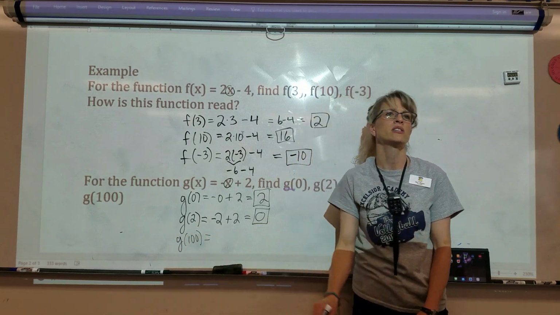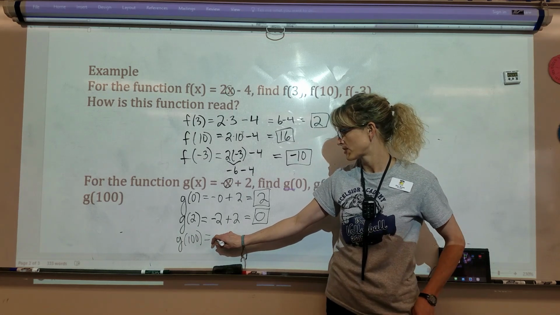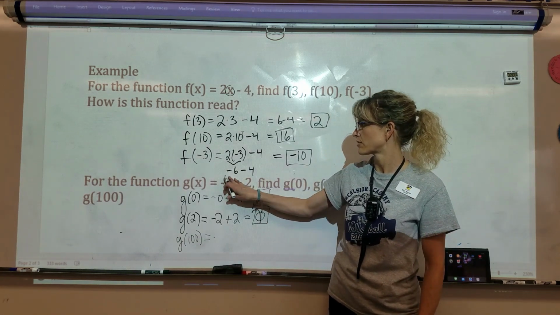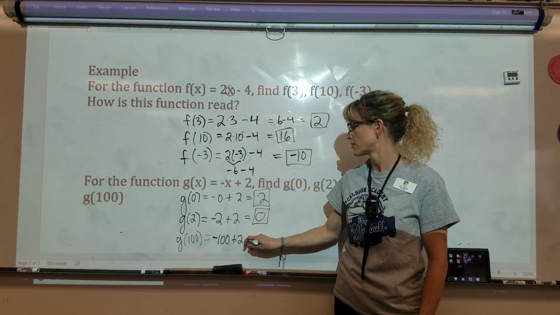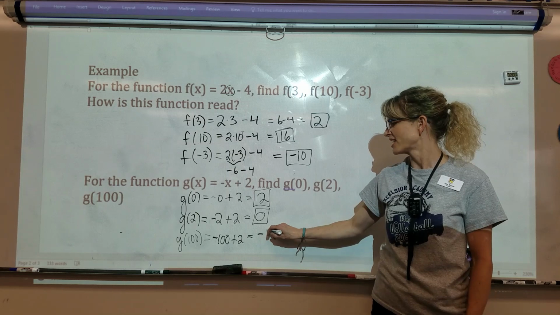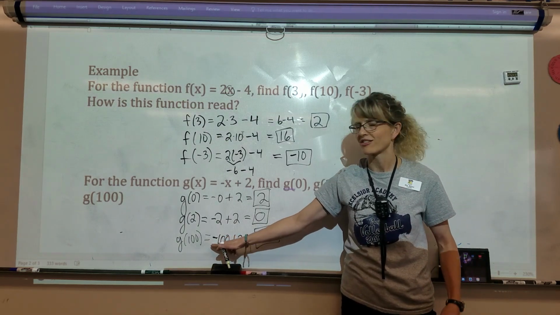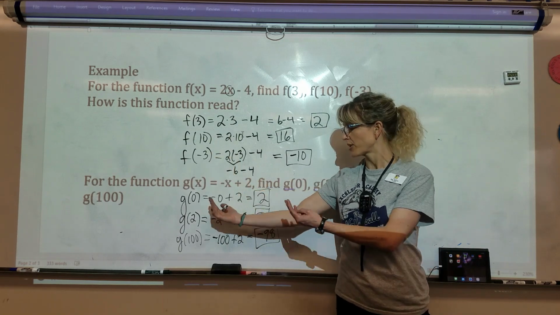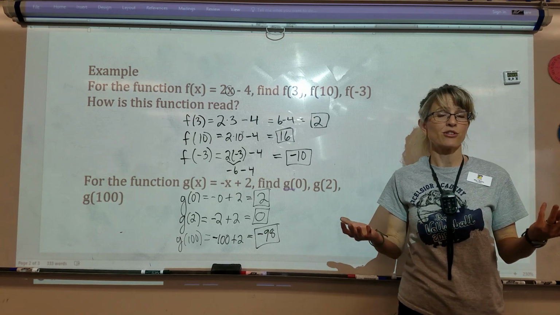How did you do that one? Spencer. So what I did is I put the 100 in the place of the x, which makes it negative 100, and then plus 2 gets you negative 98. Negative 98. Awesome. I love that almost all of you had your negative figured out, that we're way down there on the number line, but we're going to come back 2 units, so we're at negative 98. Perfect. That's it for evaluating functions.